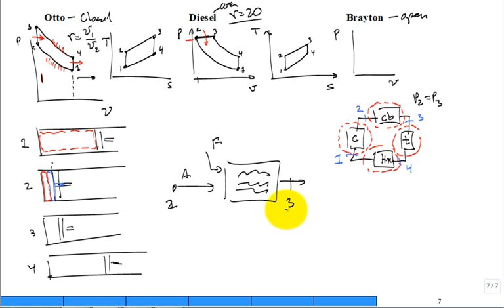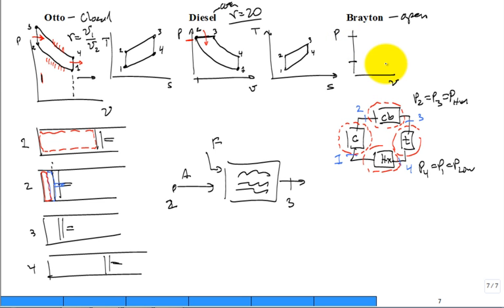Read my body language. No, right? There's none. So the pressure at 2 is equal to pressure at 3. That's our high pressure. What about the pressure at 4 versus pressure at 1? Same pressure. So pressure at 4 equals pressure at 1. That's our low pressure. So really think about, on the Brayton cycle, 2 distinct pressures, high and low. That'll help you a lot.